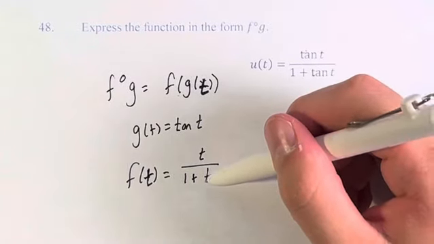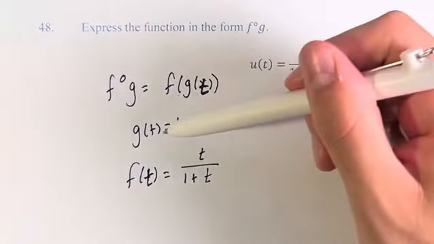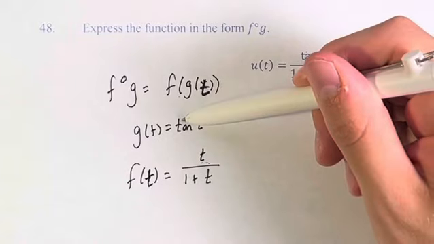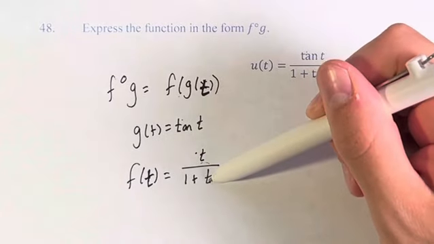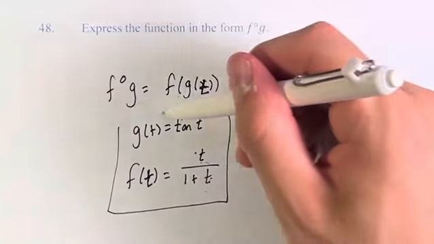Just to reiterate, when we're doing this composition, we're plugging in g of t, tangent of t, into this function. So we get tangent of t here over 1 plus tangent of t here, and this gets us back to u of t to get the full composition.